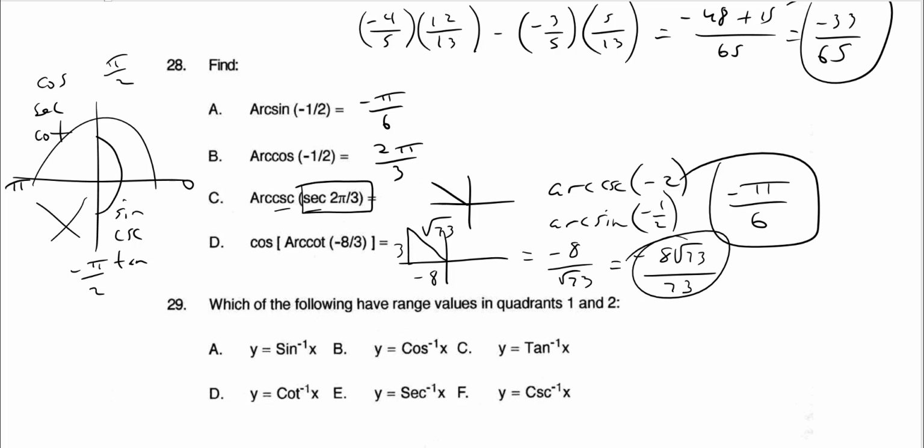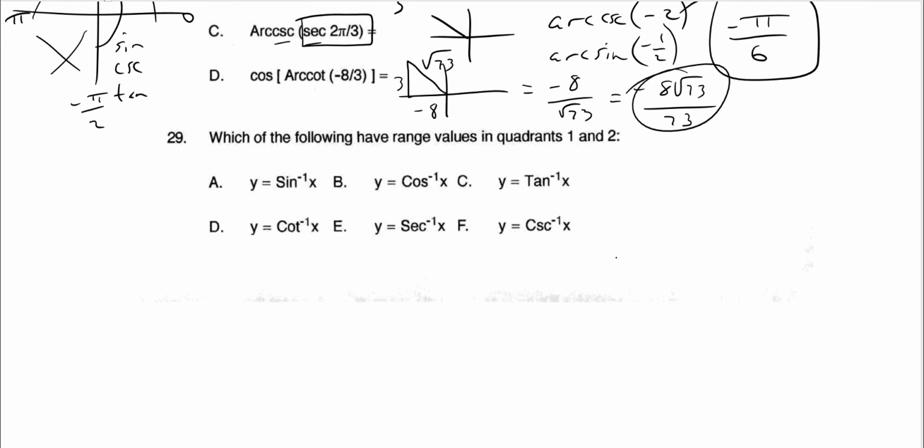Which of the following have range values in quadrants 1 and 2? Well, we just actually talked about that, right? B and anything that has to do with cosine. So cosine, 1 over cosine, and cosine over sine. So those three.